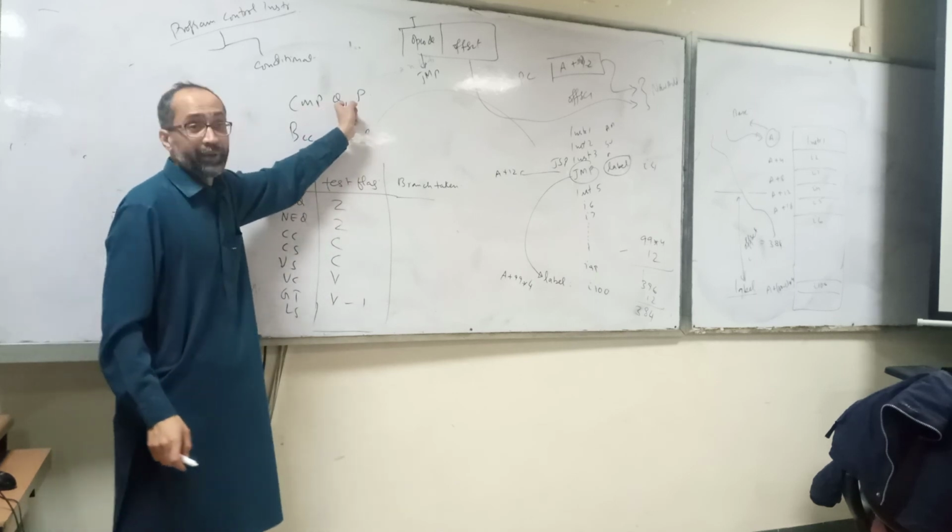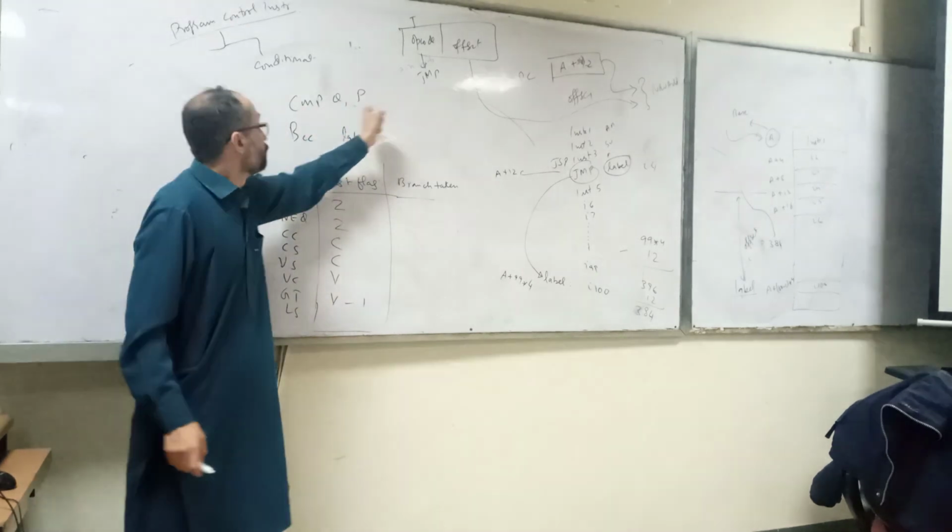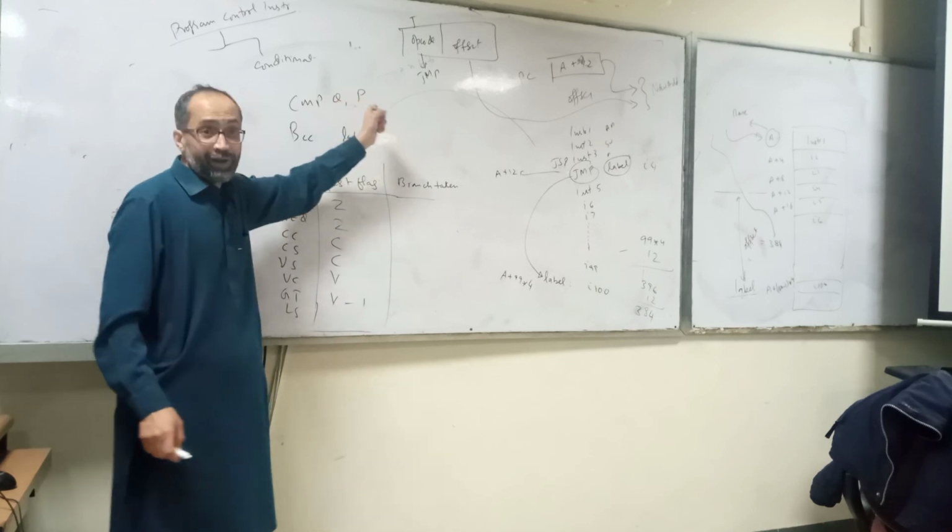Before this CC label, there will be some compare instruction. It will compare Q and P. When it compares Q and P, which flag will be set?